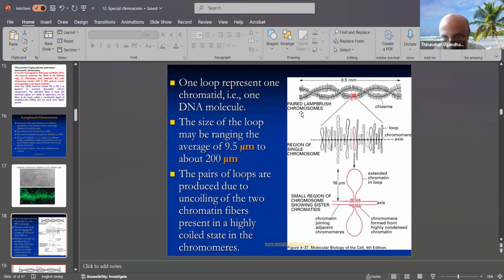It is a paired lampbrush chromosome, but here is a chiasmata, the region of the single chromosome. So this part is also enlarged in the single part of the chromosome. This part is a small region of the chromosome showing a sister chromatid. This chromatid joins adjacent chromosome parts, where the chromomeres are formed from the highly condensed chromatid.